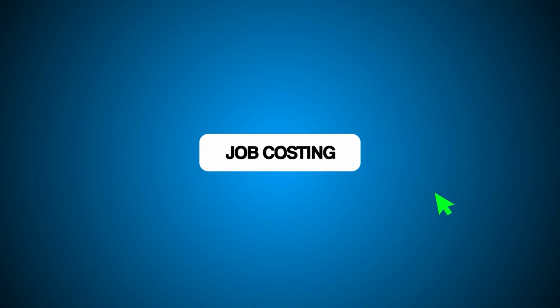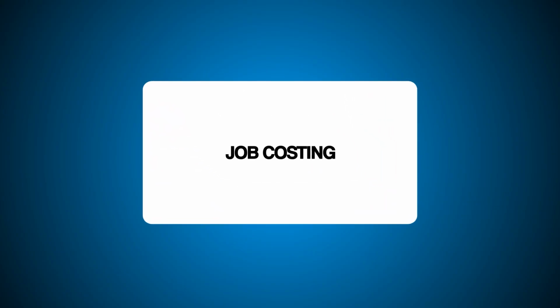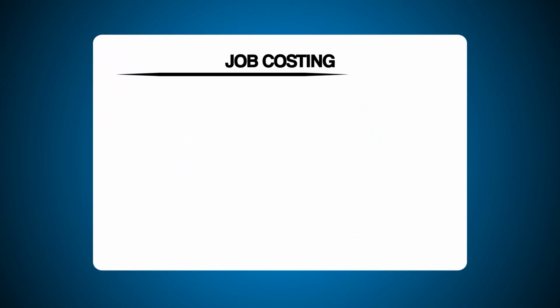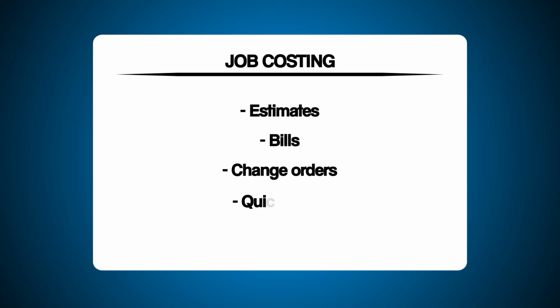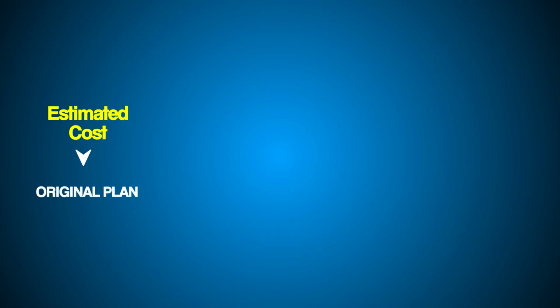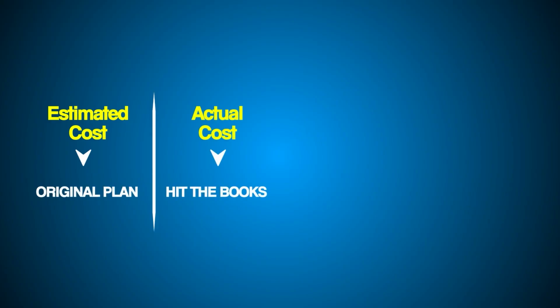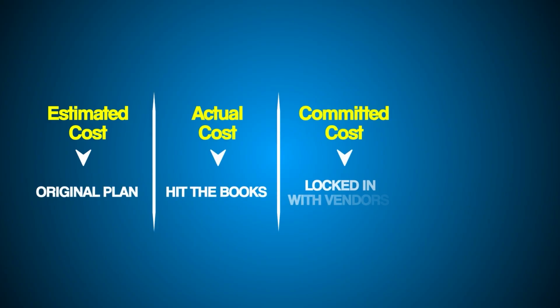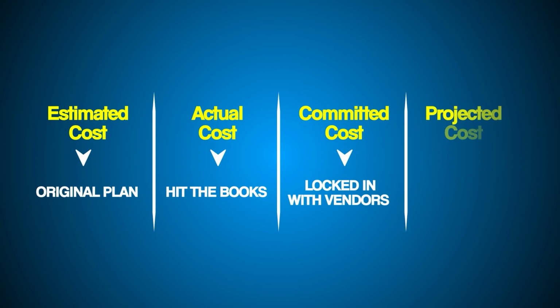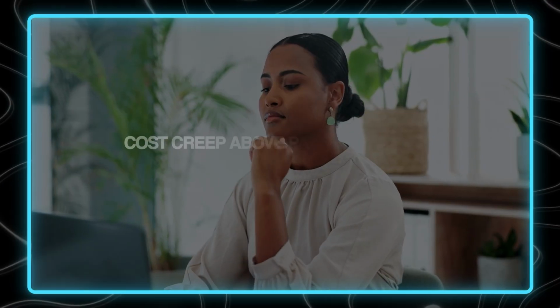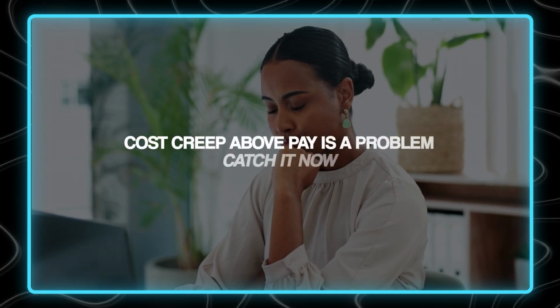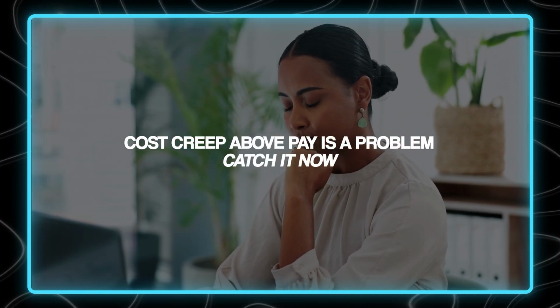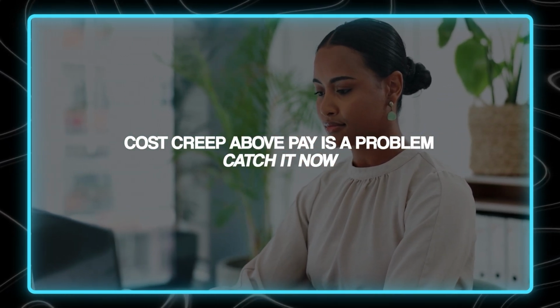When you open the job costing budget tab, you're basically getting a financial dashboard for that job. It syncs up with your estimates, your bills, change orders, even QuickBooks if you've got it connected. Here's what to look for. Estimated cost is your original plan. Actual cost is what hit the books. Committed cost is what you've locked in with vendors. And projected cost, that's what Buildertrend guesses the final number to be. If that projected cost is creeping above what your client's paying you, you've got a problem. And the longer you wait to catch it, the worse it gets.